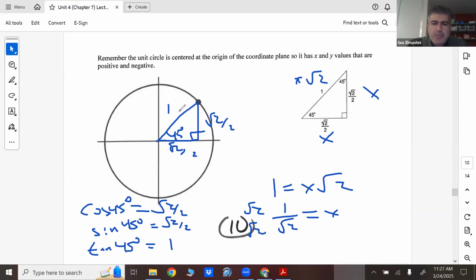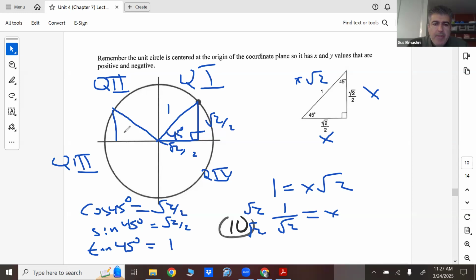Now remember, if we do move to different quadrants, this is quadrant 1, quadrant 2, quadrant 3, and quadrant 4. If I'm in different quadrants, like let's say, for example, I'm at 135 degrees, then this would be negative root 2 over 2 for the horizontal leg, but still positive root 2 over 2 for the vertical leg. And 1, of course, the hypotenuse never changes. The hypotenuse is always positive, it's 1. In this case, my cosine would be negative root 2 over 2. So make sure you adjust the sign of whether it's positive or negative, depending on the quadrant you're in.